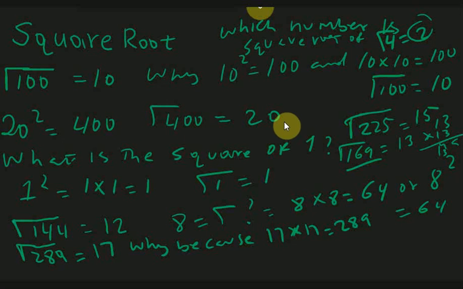And then go back to the square root. Before you square it, you have to multiply 20. 20 times 20 is 400. The square root of 400 goes back to 20. This is square root for 7th grade, before 8th grade.